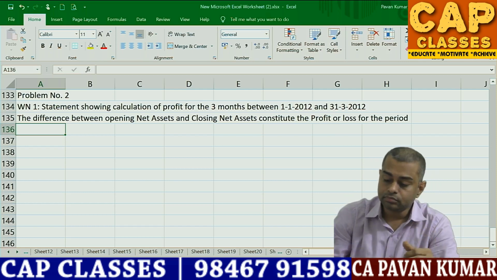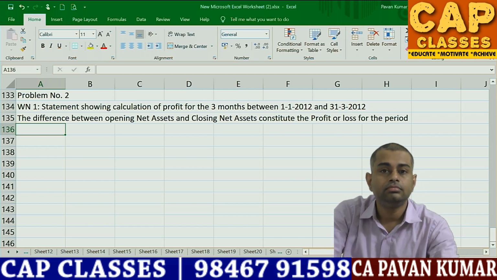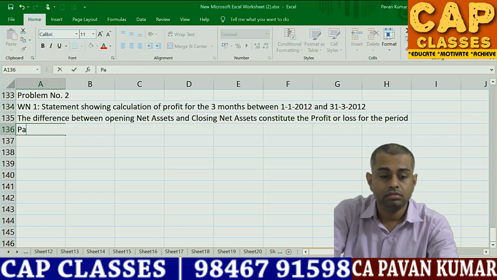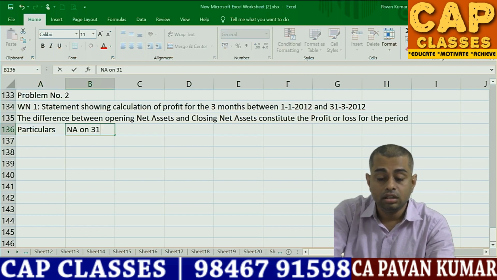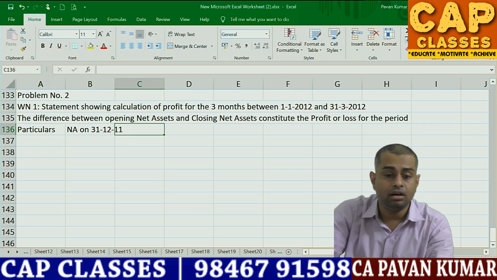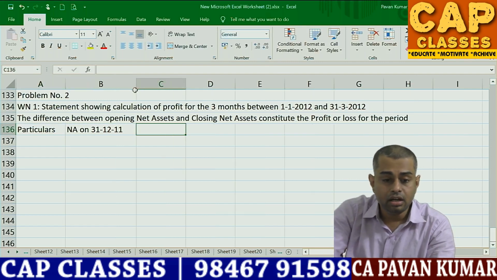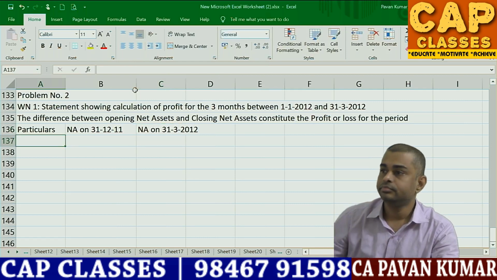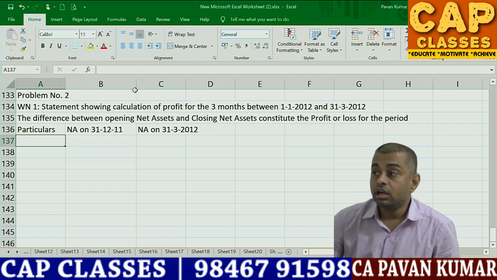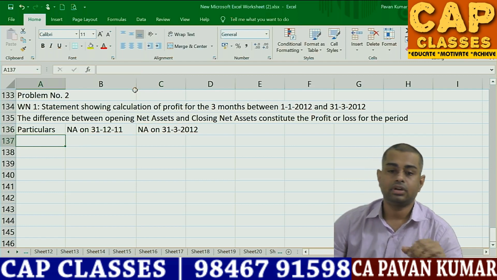Okay, profit or loss for the period. Particulars: net assets on 31/12/2011, that means 1st Jan of the next year, and net assets on 31/3/2012. Isn't it? Can you do it yourself?